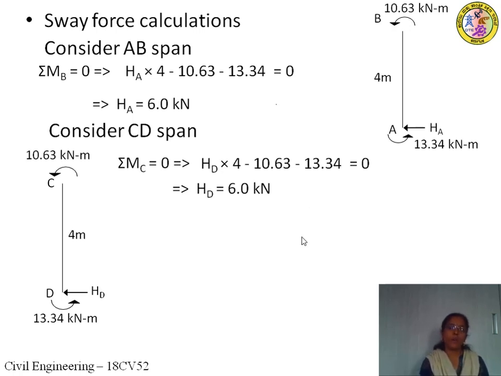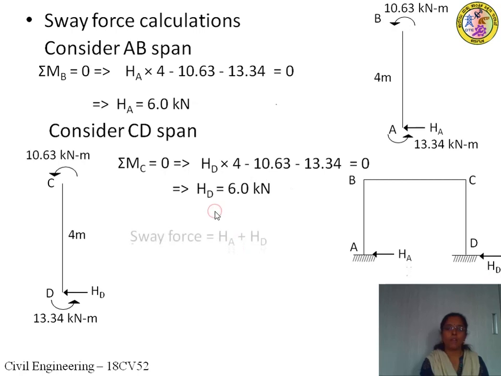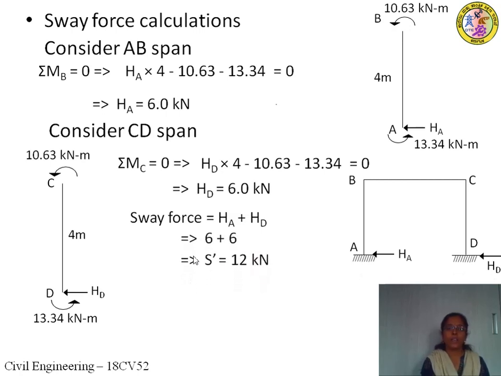So now if you apply sigma Fx, okay, so these are the reactive components. When you apply sigma Fx, then sway force is calculated as HA plus HD. So now 6 plus 6, here the S dash, this is the assumed sway force, therefore we are referring to it as S dash. So it is 12 kilonewton, okay, S dash is 12 kilonewton.